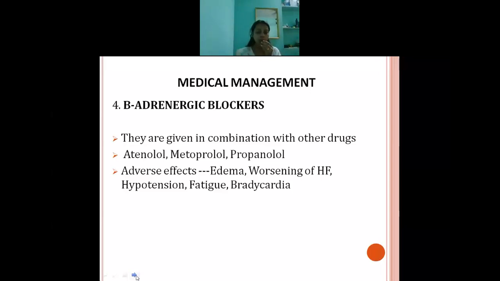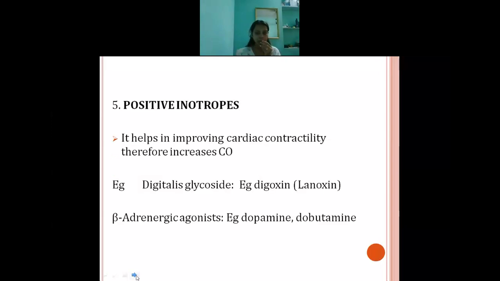The next one is positive inotropes. Certain times what happens is the heart's workload will go on increasing, and for a certain period of time there will be an increase in cardiac output, okay, but finally because of more and more workload the cardiac output will be reducing, okay. So in that case we use the most common drug, that is digitalis, or digoxin.